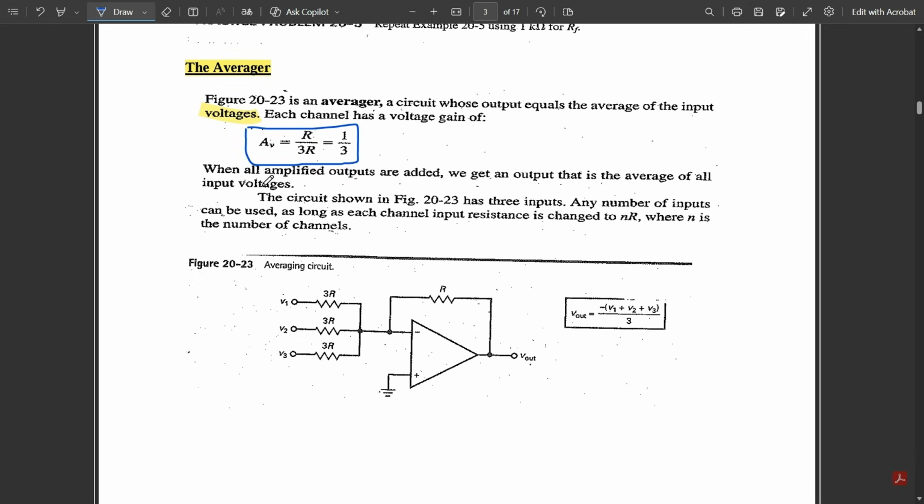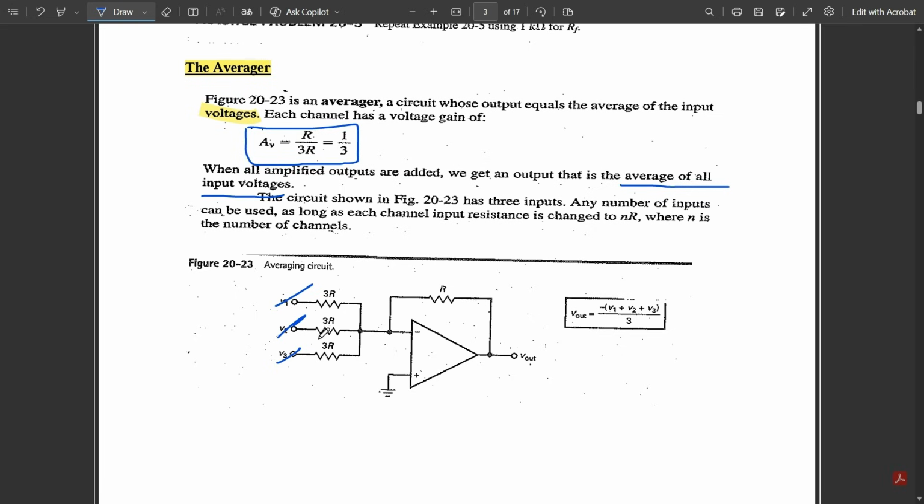Now when all the amplified outputs are added, we get an output that is the average of all the input voltages. Below is the circuit diagram, which has three inputs, V1, V2, V3, and with respect to the three inputs we have three resistors connected in parallel.